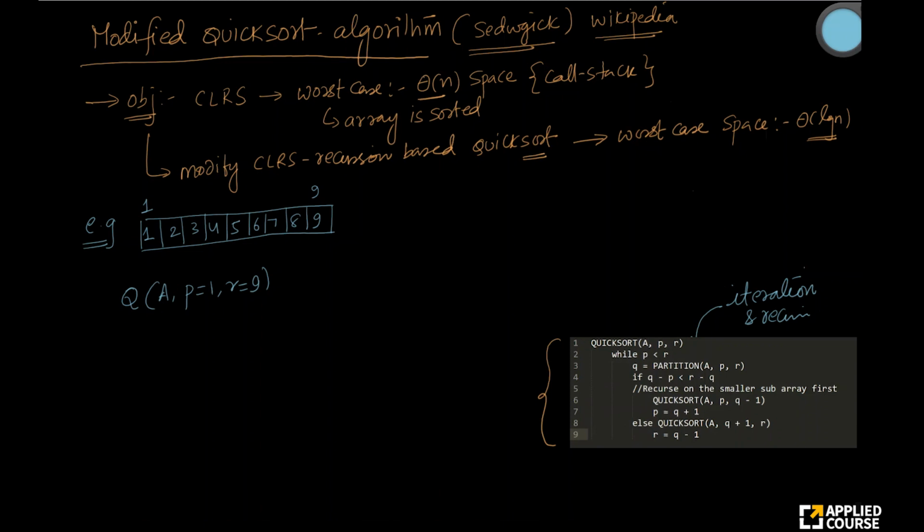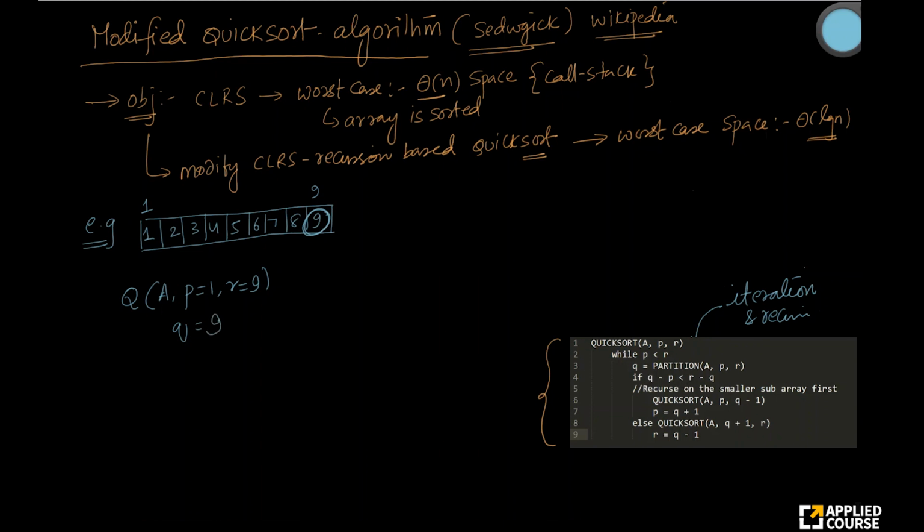So let's see why it's innovative. While doing this, what happens? This becomes my pivot element. It says while P less than R. Yes, P is less than R, so we go into this while loop. What's happening within this while loop? Q equals partition(A, P, R). So what happens to Q now? While this algorithm is running, this is my pivot element and this is the largest element because this is already a sorted array, so my Q will become equal to 9.